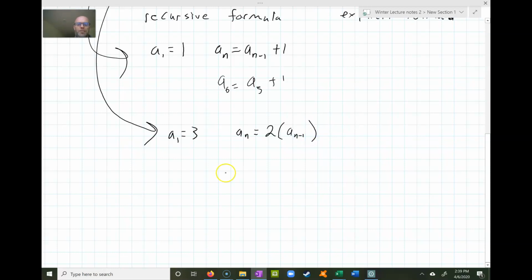So if we were to find a sub 2, it would be equal to 2 times a sub 1, which would be 3. So there's a couple of recursive formula examples.